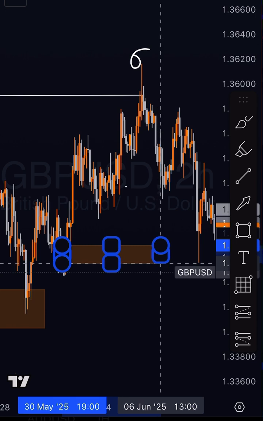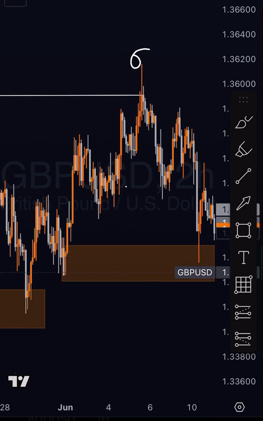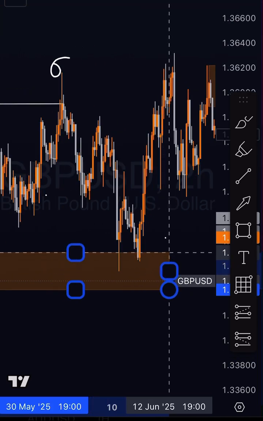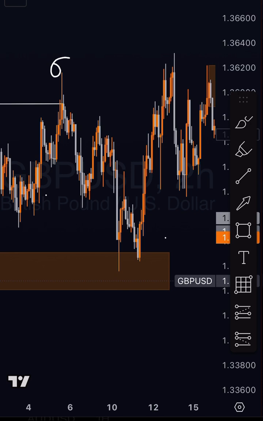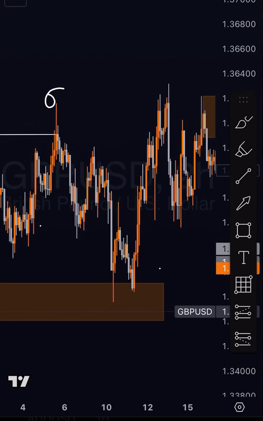So what happened after this? This is my point of interest. You see, this is where price reacted from, guys. This is very simple. Trust me.